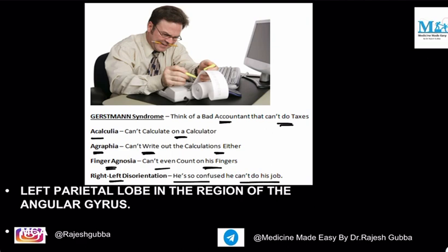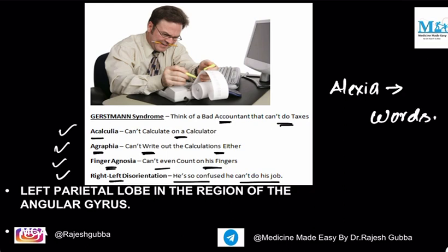So what are the components of the Gerstmann syndrome now? It is acalculia, agraphia, finger agnosia, as well as the right and left disorientation. And along with that, we have one more component, that is alexia. So alexia is where the individual has inability to recognize or read the written words or letters. That is what is called alexia.